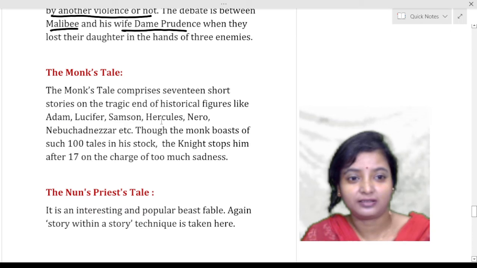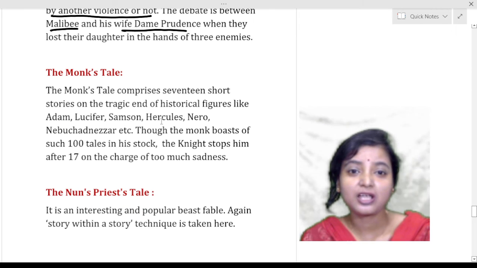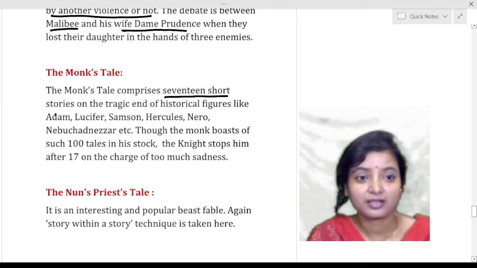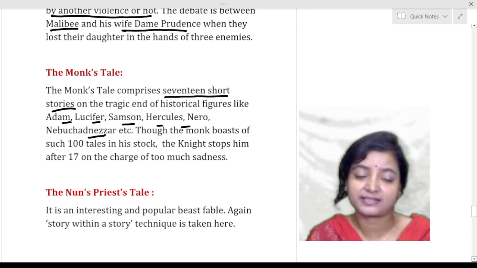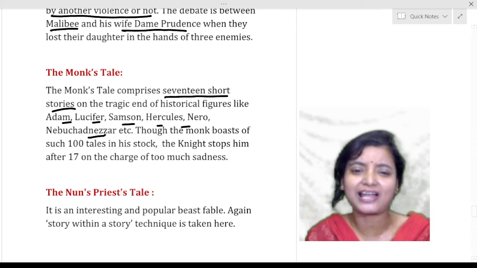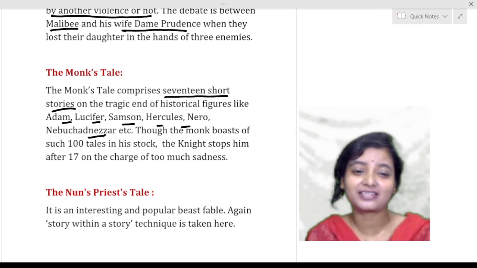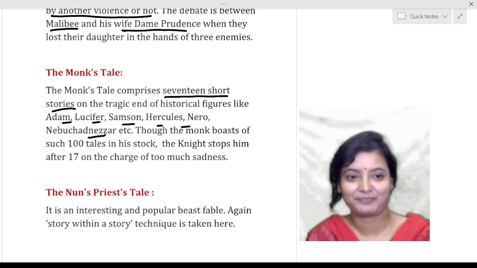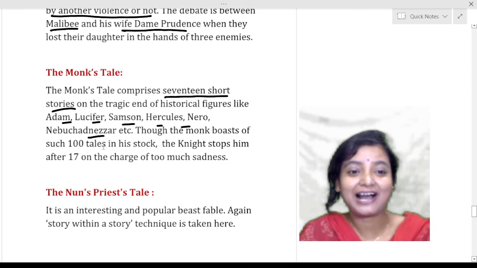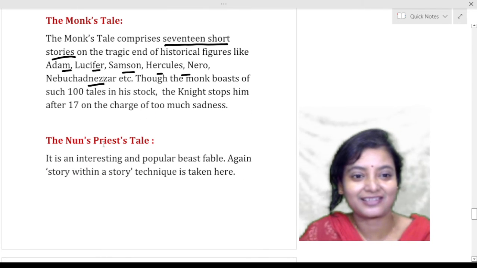Now, the Monk's Tale. The Monk's Tale comprises 17 short stories on the tragic end of historical figures. So, not one story, but 17 short stories. Figures like Adam, Lucifer, Samson, Hercules, Nero, Nebuchadnezzar, etc. Though the monk boasts of such 100 tales in his talk, the knight stops him after 17 on the charge of too much sadness. Okay, if he goes on with the 100 tales, then none will get the chance at all.